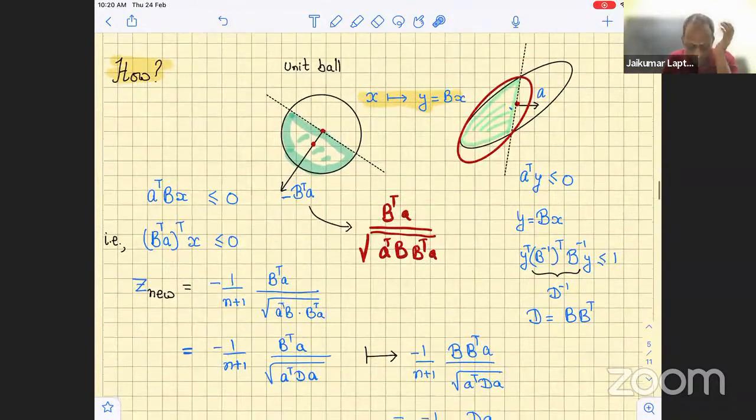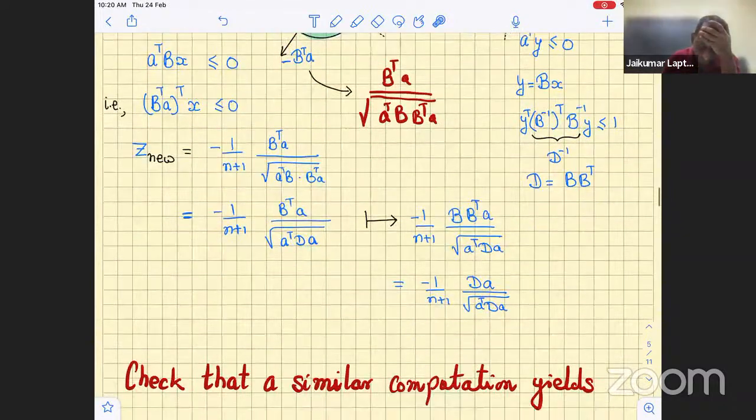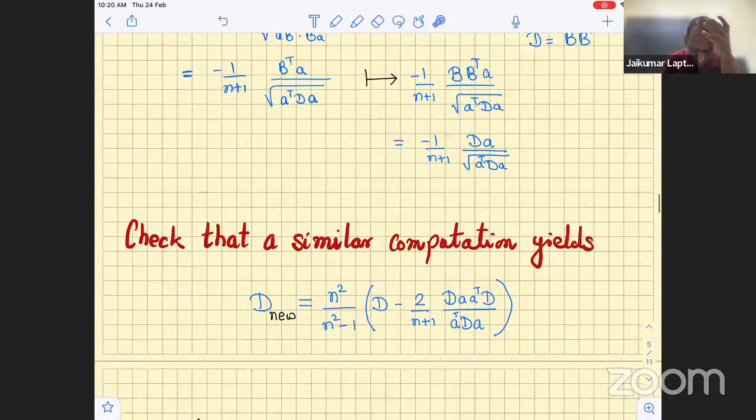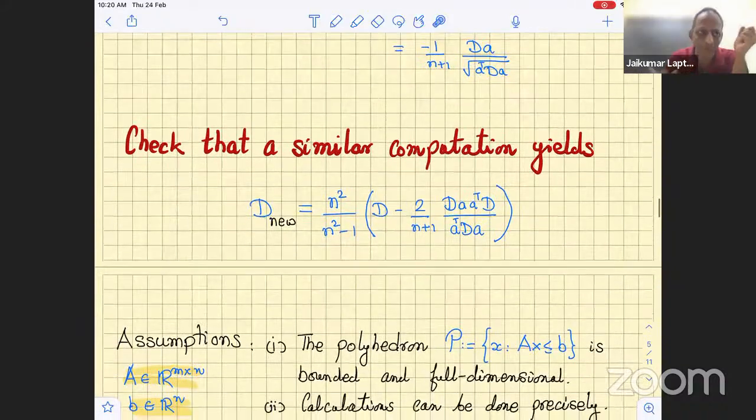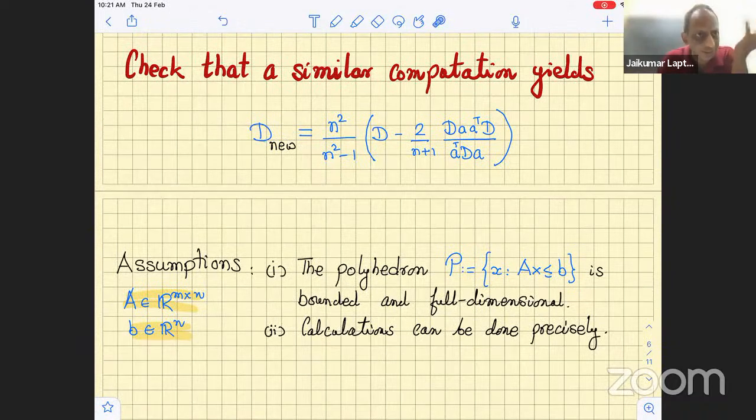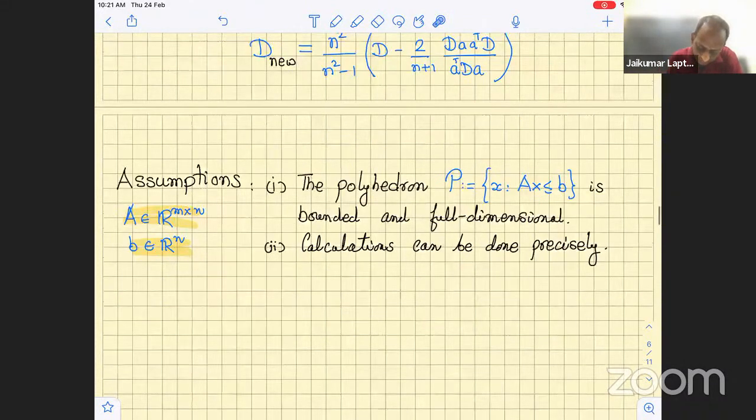Okay, but this was just to get you somewhat familiar with what sort of calculations go on. It's not key to the underlying principle of ellipsoid method. Questions? Okay, so I want to spend about 10 minutes or so dealing with the assumptions that we started with.